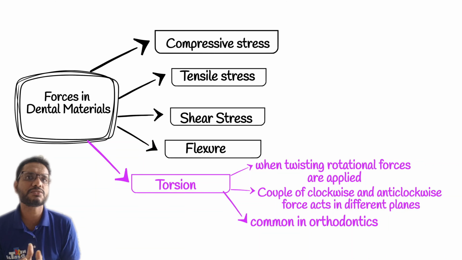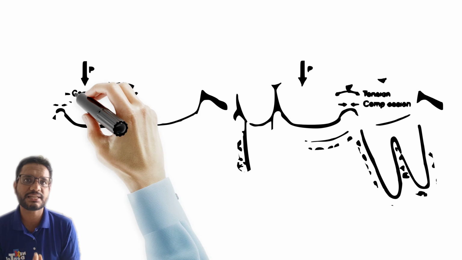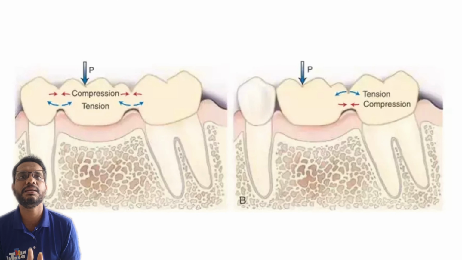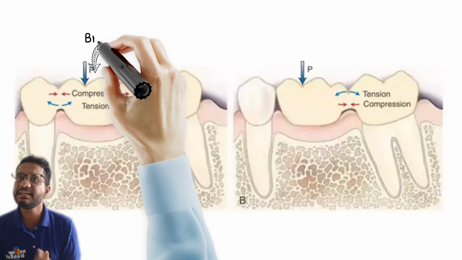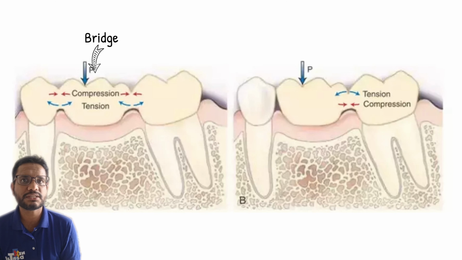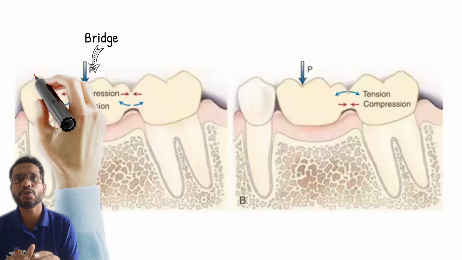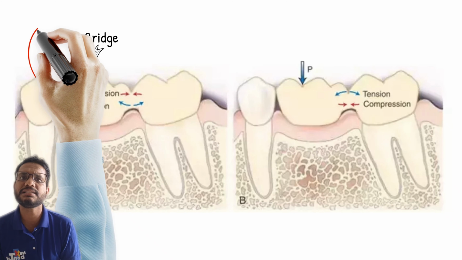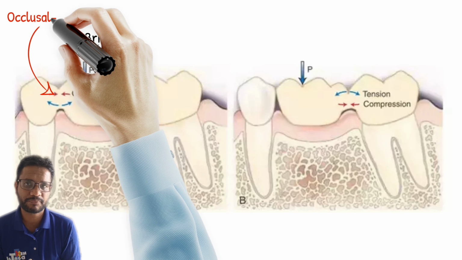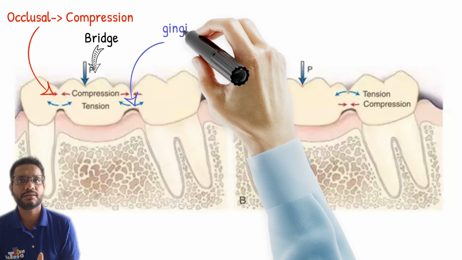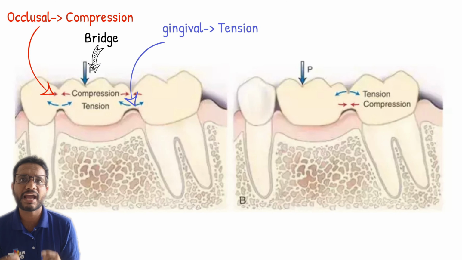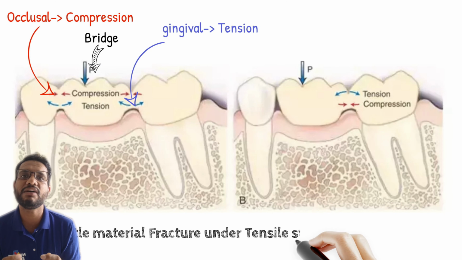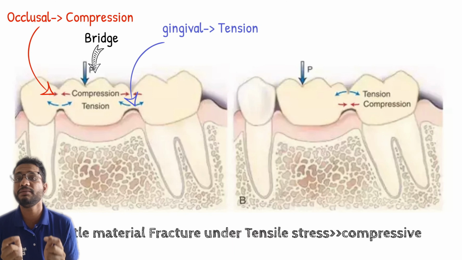Now since we have discussed all the important forces and these stresses, let's see its practical implication. Here the image A shows a 3-unit bridge. If the occlusal forces are applied, there will be buildup of compressive stress on the occlusal aspect and the tensile stress on the gingival aspect of the bridge. If this is made of ceramic, which is a brittle material, there are high chances of cracks on the gingival aspect in case of failure of the bridge.